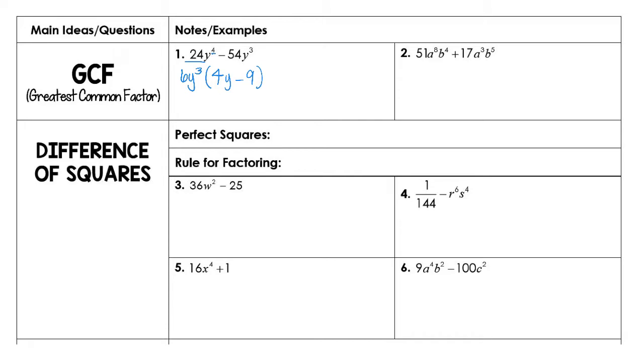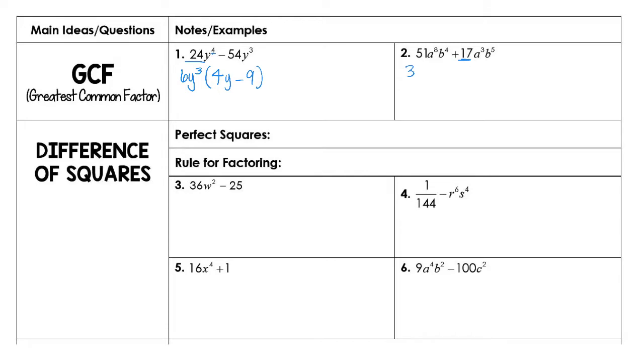A lot of people forget that taking out a GCF is really the first step in factoring. It is still factoring. You feel like it's not, but it is. So let's look at number 2. Number 2, again, start with your numbers. Start with 17. Always pick the smaller. Now, will 17 divide into 51? It will. That's a weird one. It goes 3 times, doesn't it?